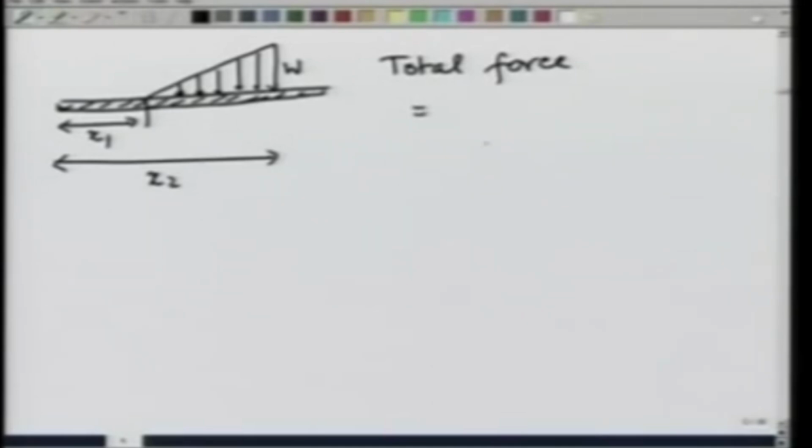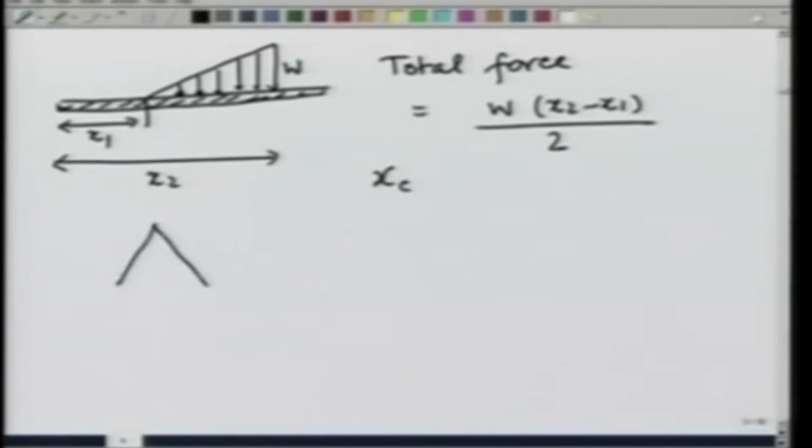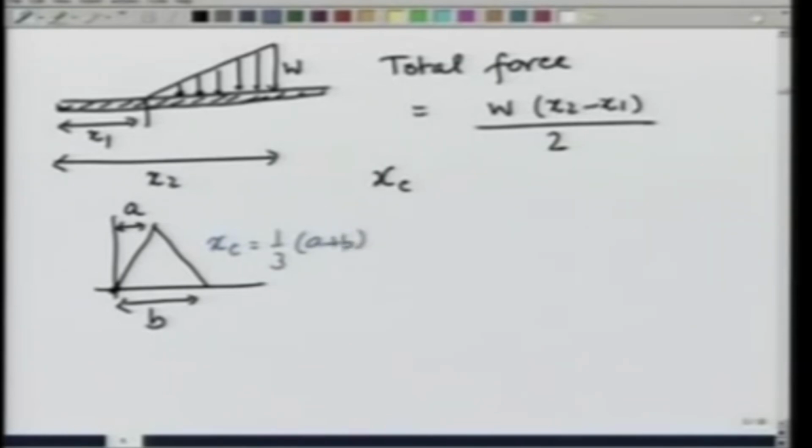is going to be the area of this triangle, which is W times (x2 minus x1) divided by 2, and where it acts is at the centroid of this triangle. Recall from the previous lecture that if I am given a triangle, then with respect to one of these corners, if this distance is A and this is B, then the centroid xc is given as 1/3 (A plus B). In the present case, the 2 points are at a distance of x2 minus x1.